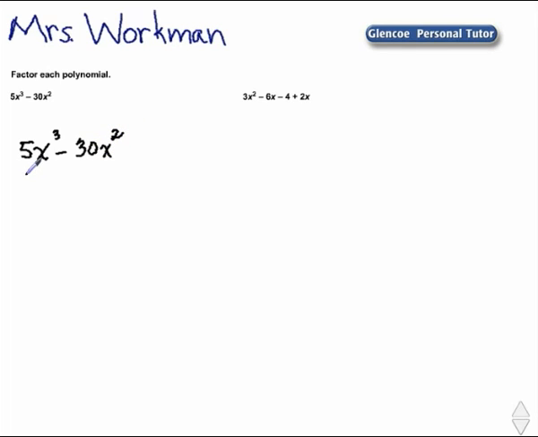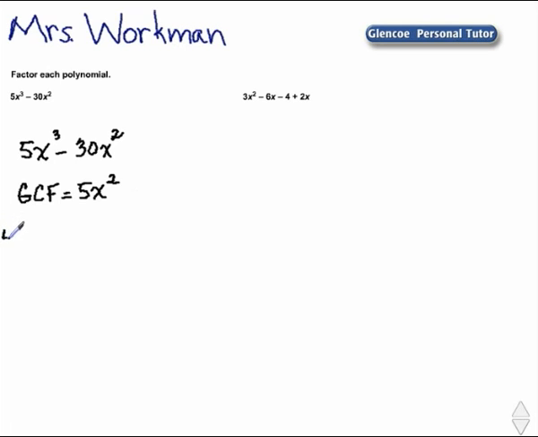We notice that in both of the terms we have coefficients that are divisible by 5. So part of that GCF that we're going to factor out is a 5. That's the largest number that will go into both 5 and 30. Then we have an x cubed and an x squared. The highest power of x that will divide into both of those would be x squared. So the GCF, or the greatest common factor for those two terms, is 5x squared.